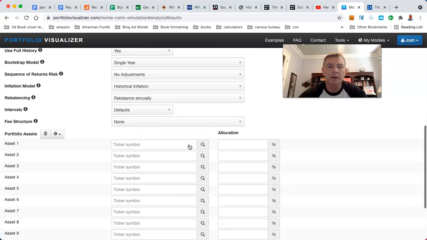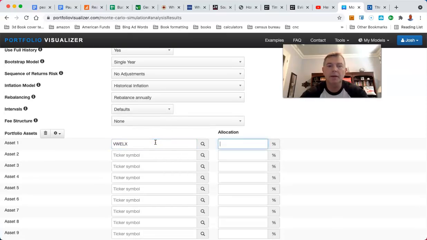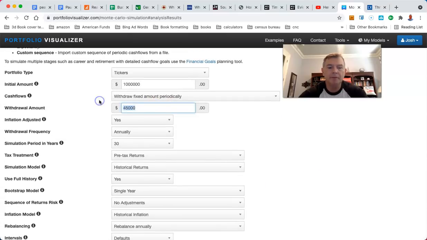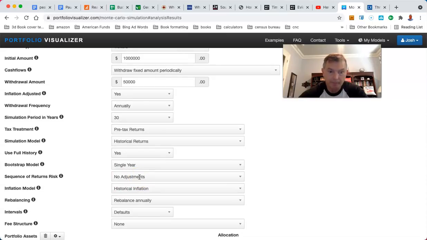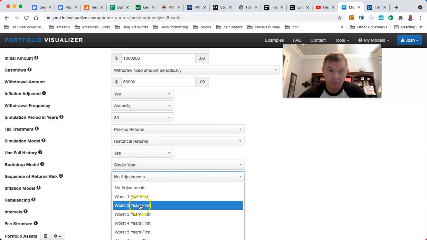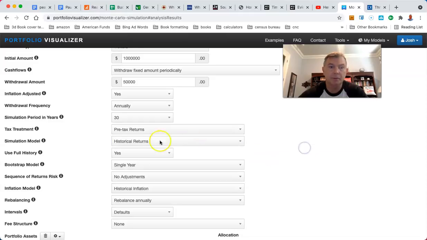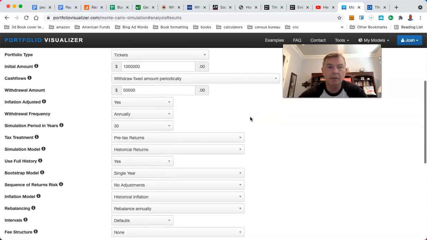We're going to put VWELX. We're going to do 100%. We've got a million schmackers. We're going to take 50,000 a year out, inflation adjusted, yes. Pre-tax returns, yes. We can do no adjustments, but you can do historical rates of inflation, parameterized rate of inflation. I don't even know what that is. If you want sequence of return risk, you can say worst 2 years, worst 3 years, historical returns. You can do statistical, just so much stuff. You can do 30 years, withdrawal monthly, quarterly. You always just want annually for sure.